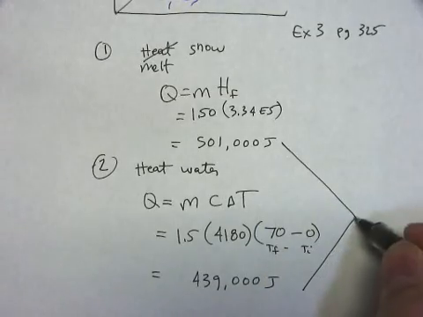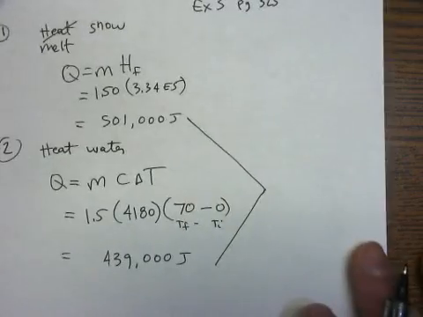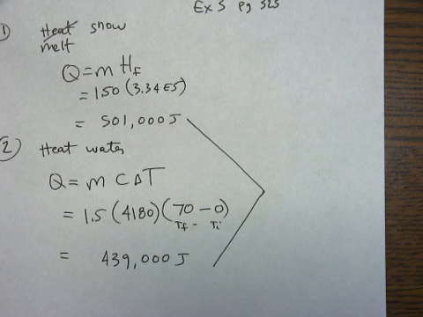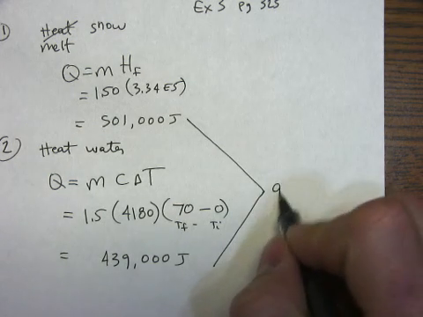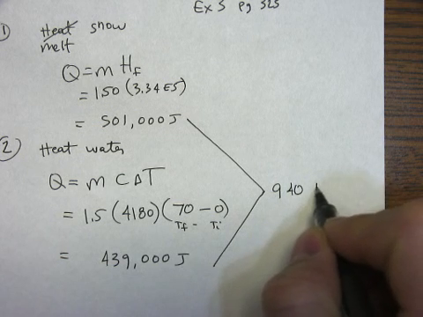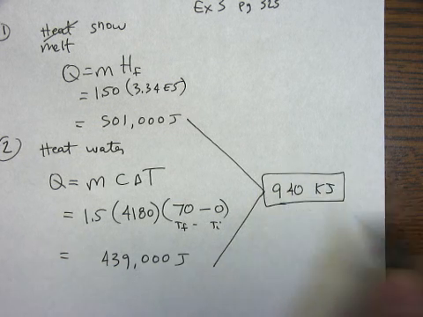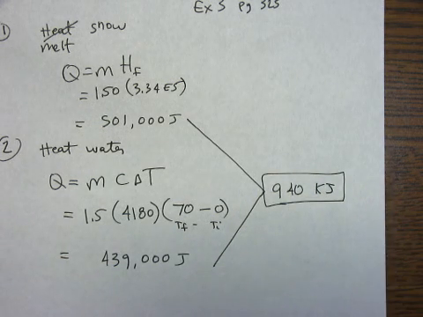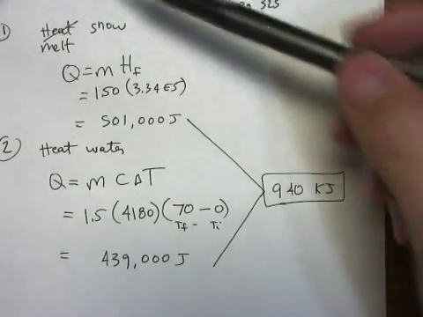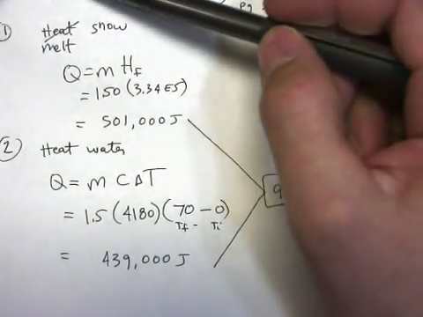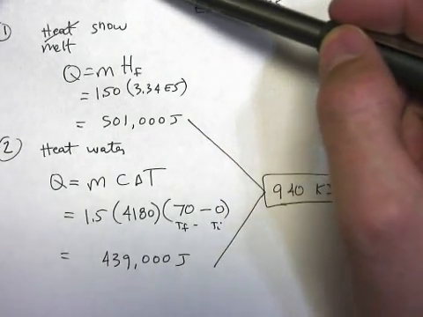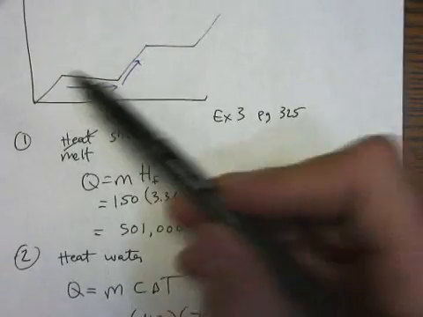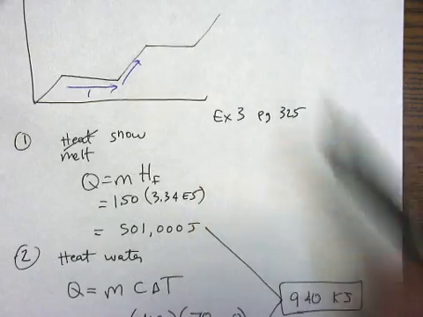Now how much heat does it take in total? I have to add these two numbers together. So 439,000 plus 501,000, I get 940,000 joules. This is how much energy it takes to melt snow and then make hot cocoa. These are phase changes. First I have to melt the snow, and then I have to heat the water.